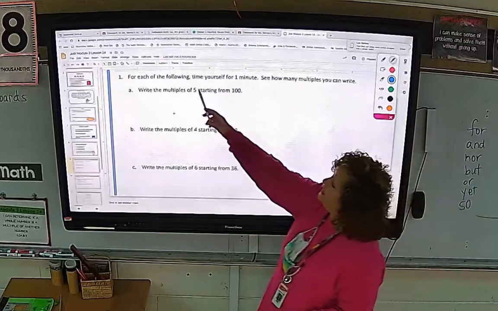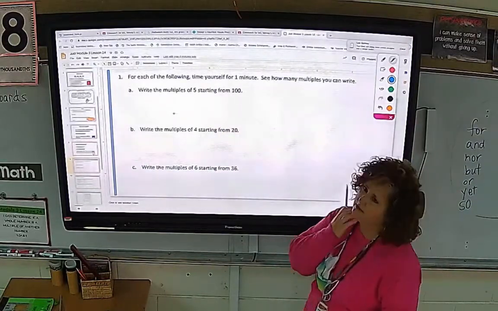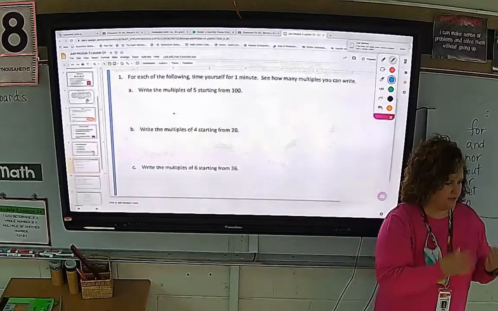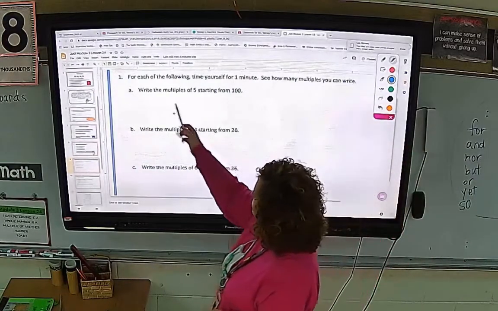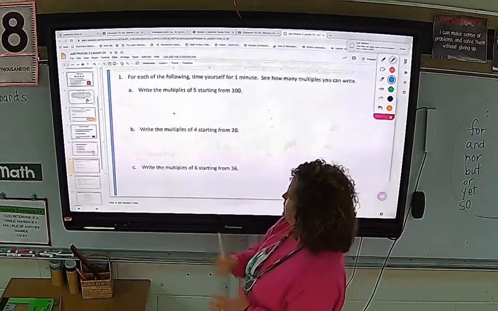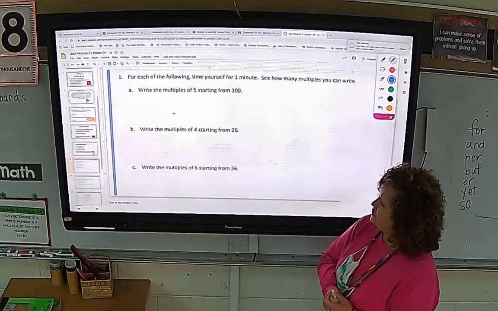For each of the following, time yourself for 1 minute. See how many multiples you can write. That's a little hard to do when we're all working at different paces. But write the multiples of 5 starting from 100.